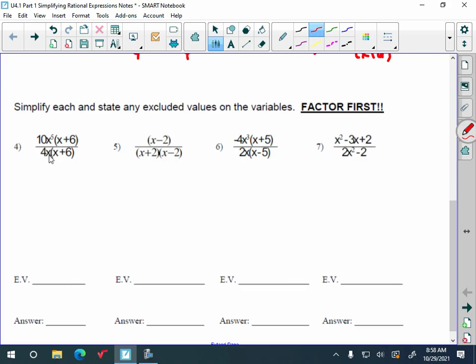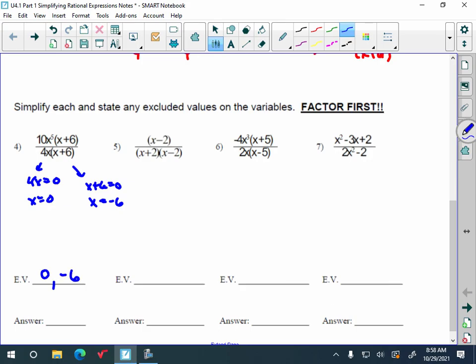So now we want to state the excluded values. We take the denominator, wherever there's an x, set it equal to 0 and solve it. So for 4x, if you set it equal to 0, you get x equals 0. For the x plus 6, if you set it equal to 0 and solve it, you're going to get x equals negative 6. So you can see it's just the opposite sign when you have binomials. So the excluded values are 0 and negative 6.